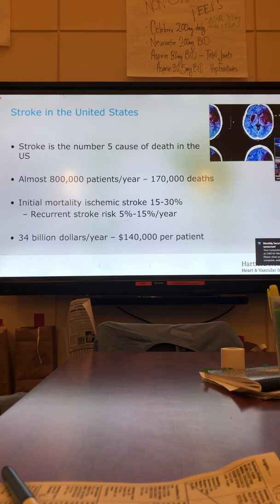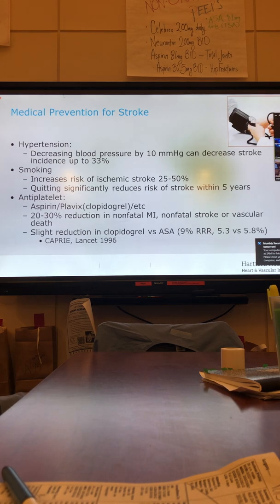So if you have a stroke, your risk of death is about 15 to 30%, and your recurrent stroke risk is about 5 to 15% per year. And it accounts for a huge amount of healthcare expense. What are some of the things that we can do to prevent somebody's stroke that has nothing to do with surgery? So one of them is decreasing their blood pressure, right? So just getting their blood pressure under control.